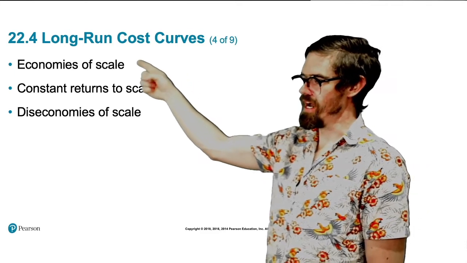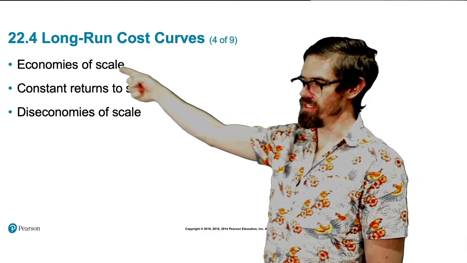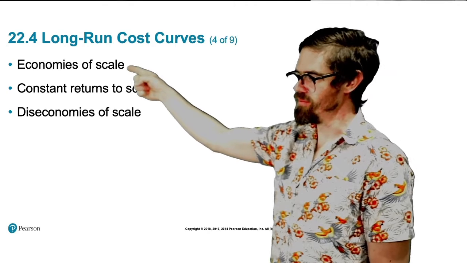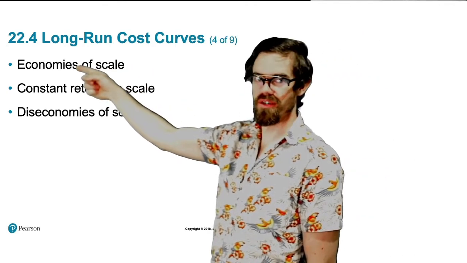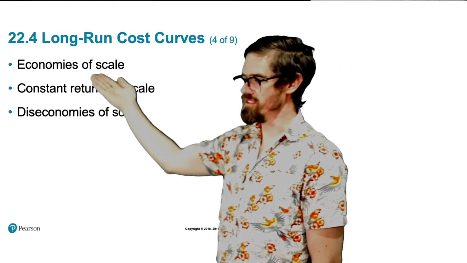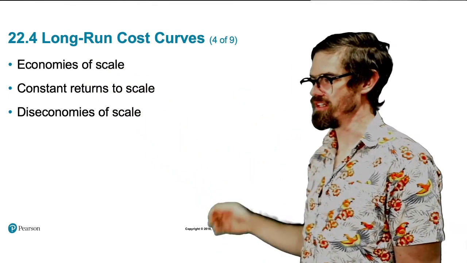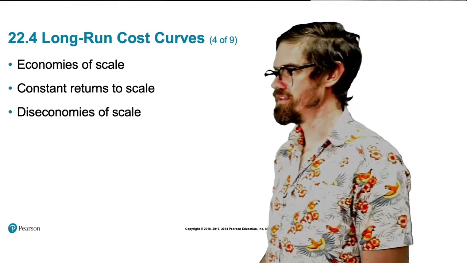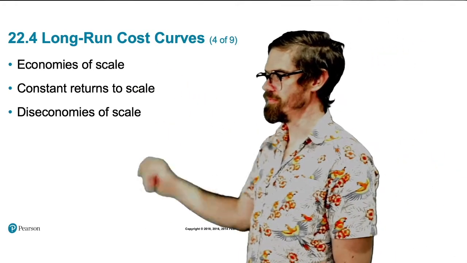There's the part where as it gets bigger, right, as its scale goes up, it becomes more economical. It becomes more efficient. Okay, so this is where the U-shaped curve is declining, right? Costs are getting lower as the firm gets bigger. So that's called economies of scale.